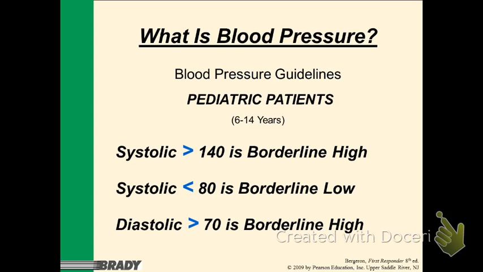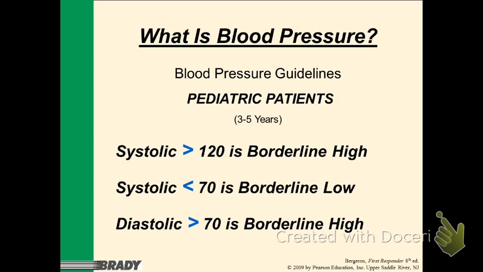6 to 14, the same way. You have 140, borderline hypertension, less than 80. The difference here is the diastolic. Something that is greater than 70 diastolic is borderline hypertension. And then we look at the younger crowd the same way, with different numbers.